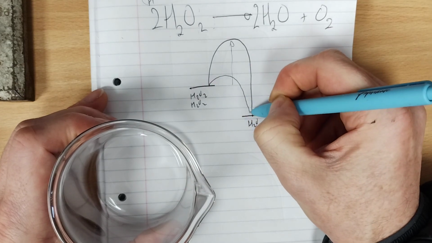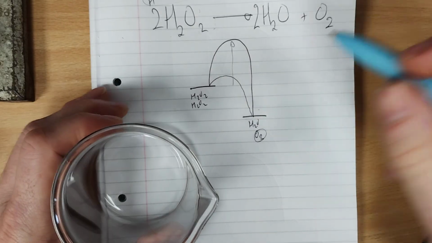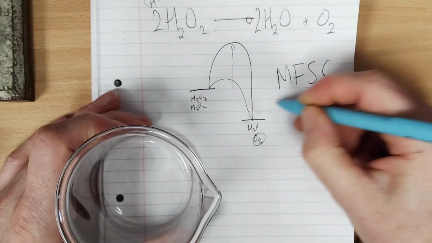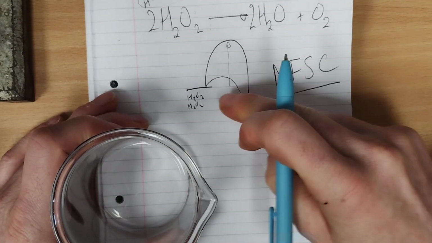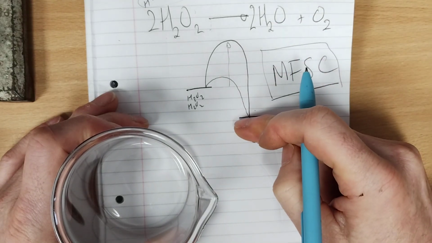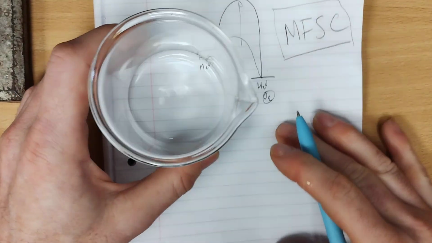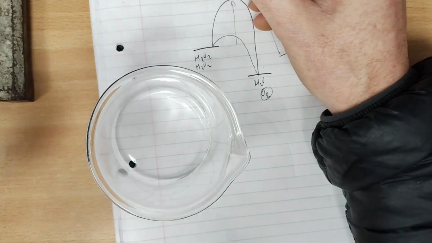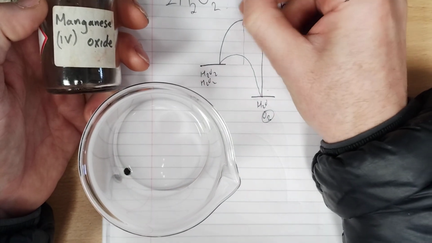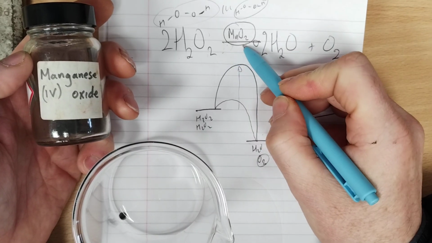What I'm going to do is add a catalyst, and what the catalyst will do, it will provide an alternative reaction pathway with a lower activation energy. And because of that, we will get more frequent successful collisions. Now, I've just realised I haven't written that in your notes just before this. So we're going to lower the activation energy, provide an alternative reaction pathway, and we're going to get more frequent successful collisions. The catalyst I've chosen is manganese(IV) oxide, so that is MnO2. A transition metal compound.